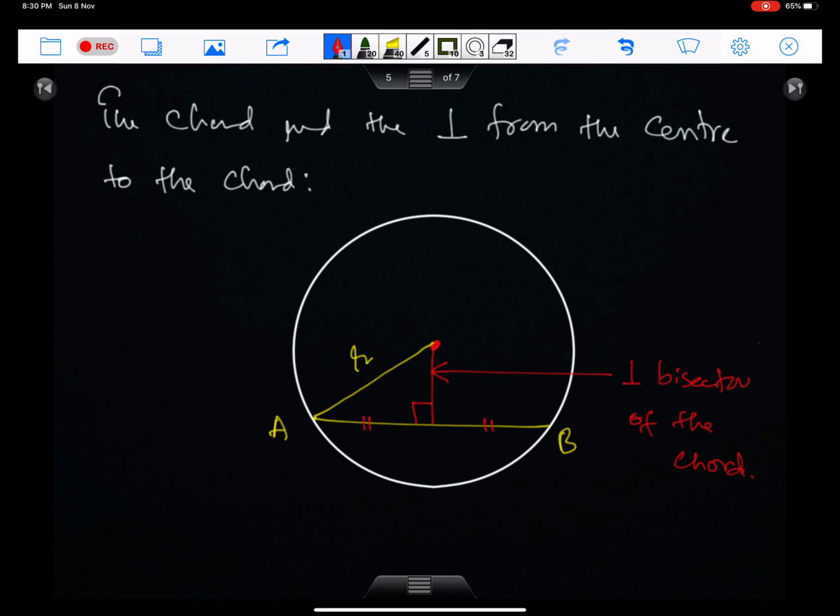The chord and the perpendicular from the center to the chord. Now you have done this in O-level mathematics. The perpendicular from center to chord always bisects the chord and makes 90 degrees with the chord. So this property is very important, and this length OA is the radius.